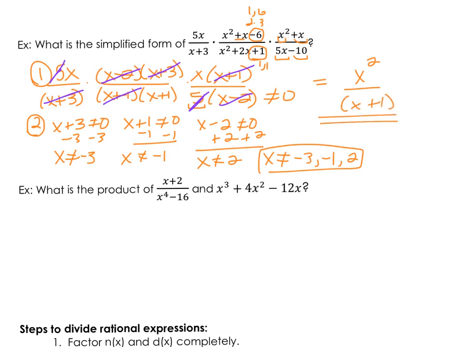And I think that's a really good stopping point for us. We'll finish the rest of the notes next week.